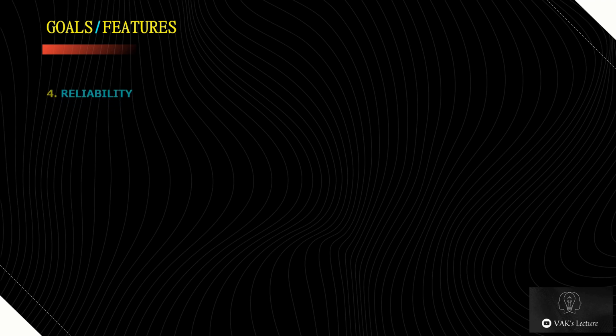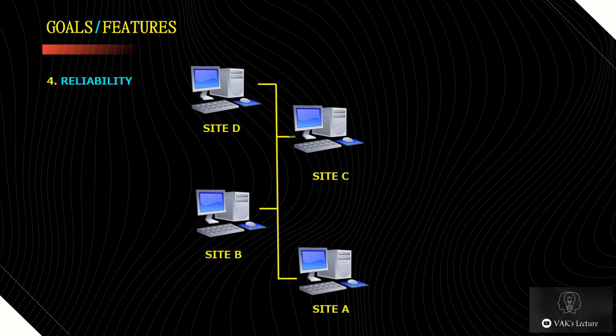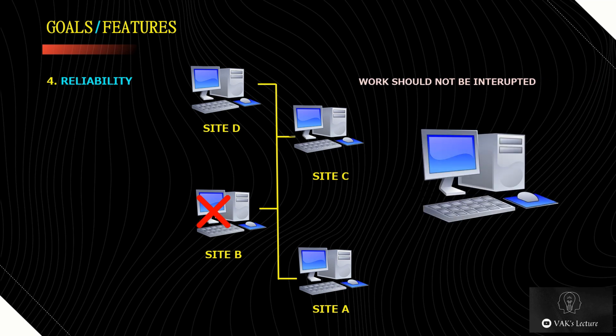Next one is reliability. The operating system is distributed across many computers. If one of the computers fails, the work should not be interrupted. If the same happens on a single computer system, then there is a risk. But on a distributed operating system, there is more reliability as everything is distributed and not dependent on one centralized system.